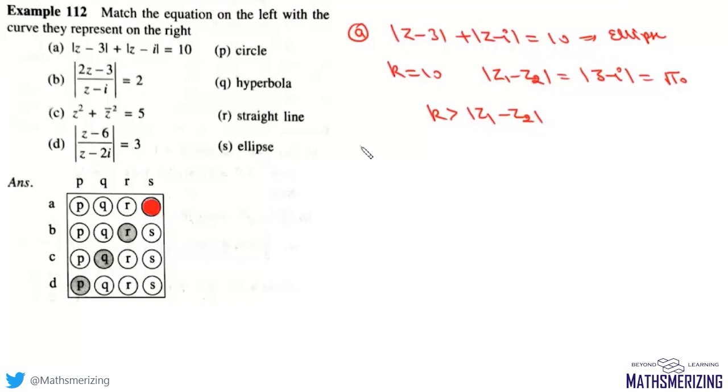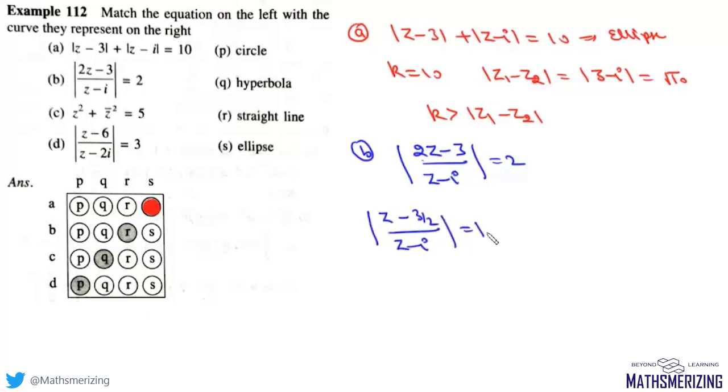Now for the second one, we are given that mod of 2z minus 3 upon z minus iota equals 2. Now the coefficient of z must be 1. So we'll take this 2 common. So we can write mod of z minus 3 by 2 upon z minus iota is 1. And if mod of z minus z1 upon z minus z2 is 1, then this z will lie on a straight line. So this B matches with R.